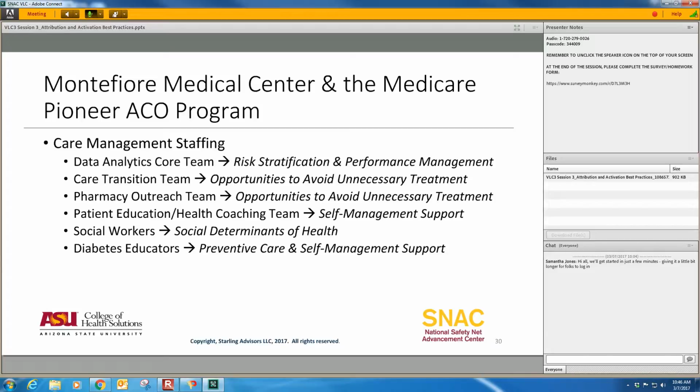They had a patient education and health coaching team that focused on supporting patient self-management and really engaging patients in their care. They had a social work team that dealt with issues like housing and social services and things that fall within that more social determinants of health space. And then they had a team of diabetes educators for a large diabetic population, and so they had this group focused on preventive care and self-management support specifically for that population.